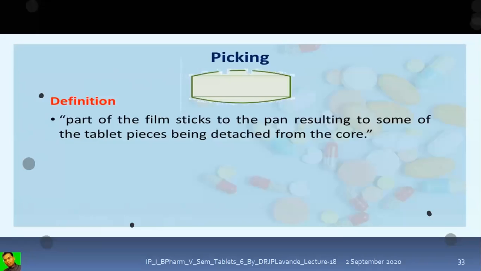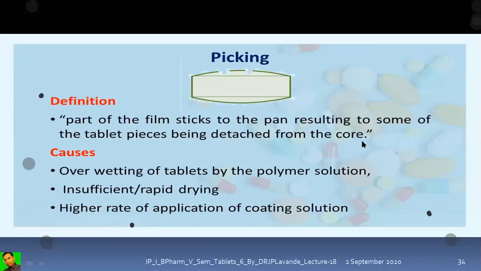Picking, we know very well. We came across it while studying tablet defects, isn't it? During ejection, the upper punch removes some portion of the tablet. In the same way, there is picking in tablet coatings also. Definition: part of the film sticks to the pan, resulting in some of the coating pieces being detached from the core. So that is picking.